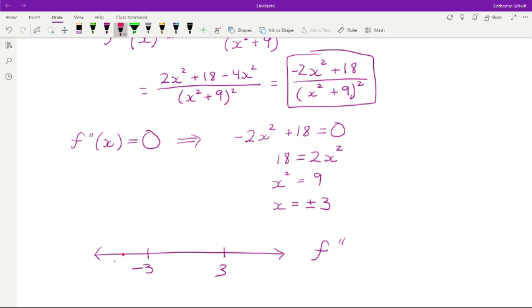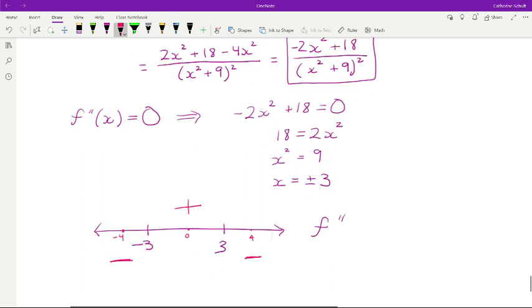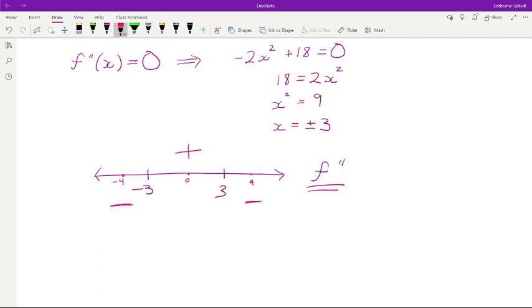So let's do our little test points. Let's do -4, for instance. That's going to be 16 times -2 is -32 plus 18, still negative. Okay? When we plug in a 0 for the test point, our favorite test point, we get 18 in the numerator. And then another test point is 4. And same thing, right? We would get the same number as before. It'd still be negative. Okay, so it's the double derivative. See why it's so important to keep track?